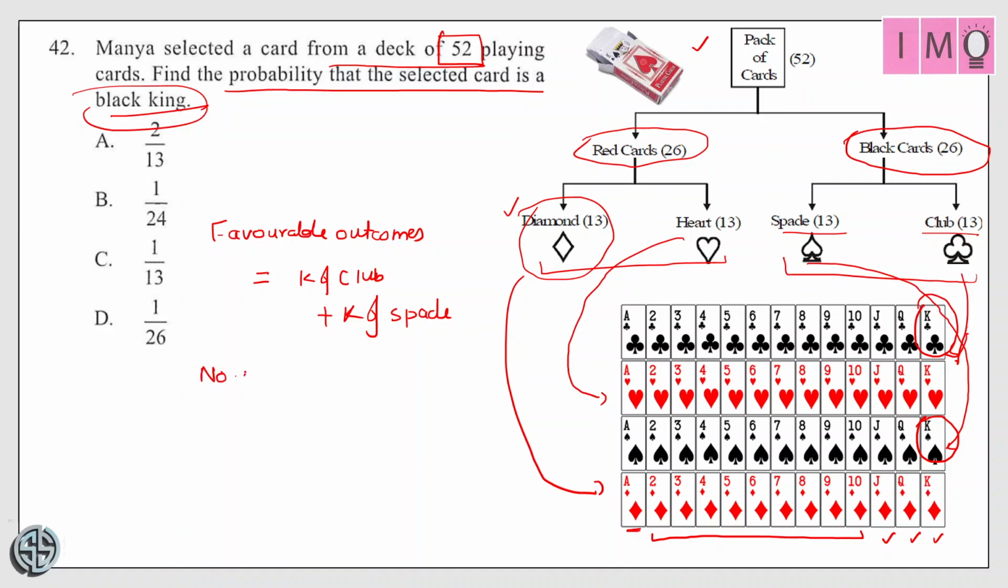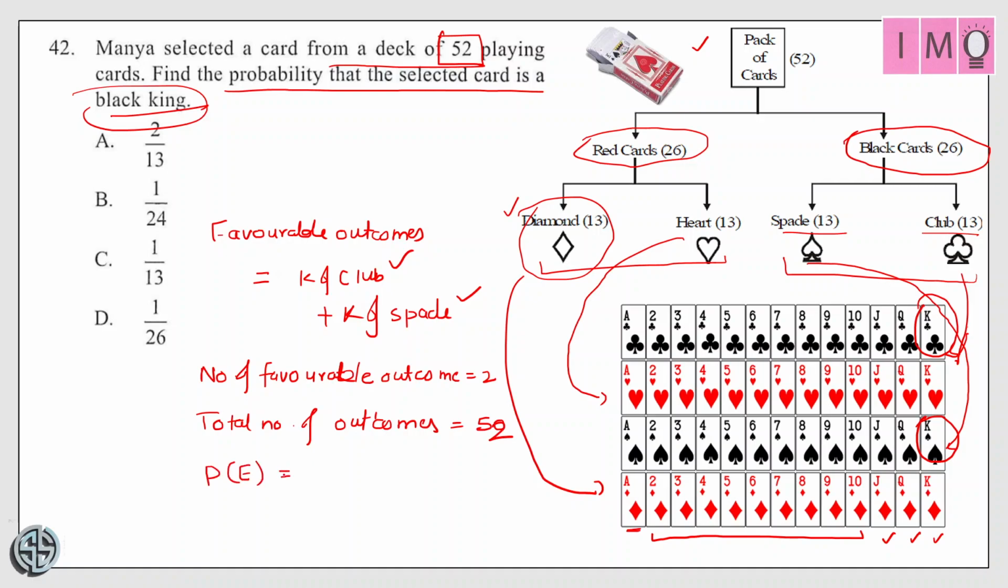So if I write the number of favorable outcomes, because in finding probability we only have to be concerned with the number of favorable outcomes, not the favorable outcome itself. So the number of favorable outcomes, you can see there are only two. One is king of club and the other is king of spade, and we know the total number of outcomes is 52 because there are 52 cards in the deck. Now to find the probability that the selected card is a black king, it will be the number of favorable outcomes upon the total number of outcomes, that is 2 upon 52.